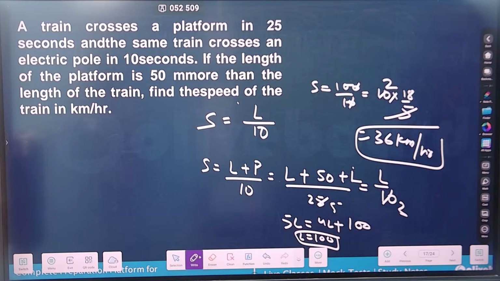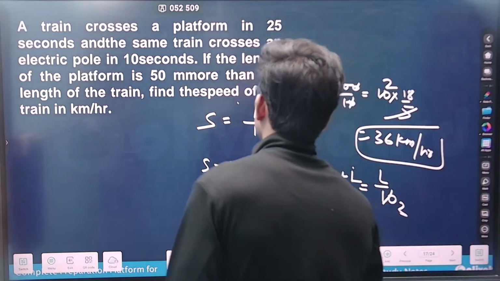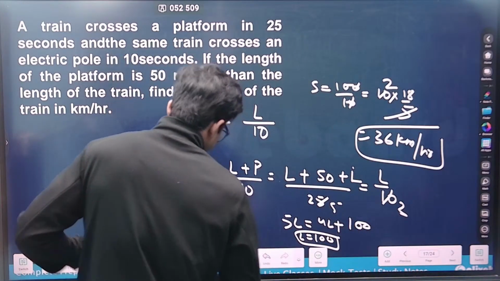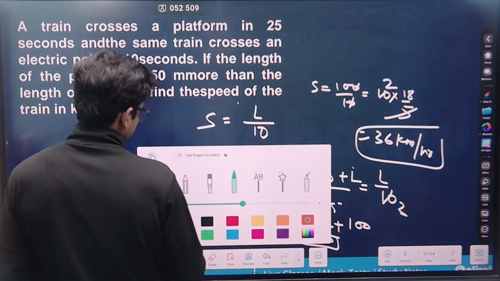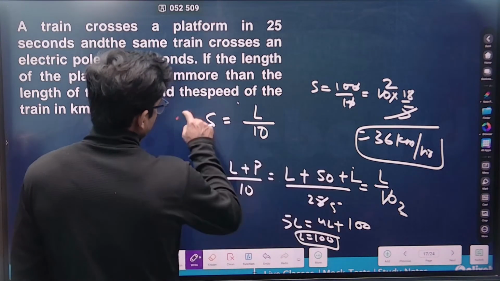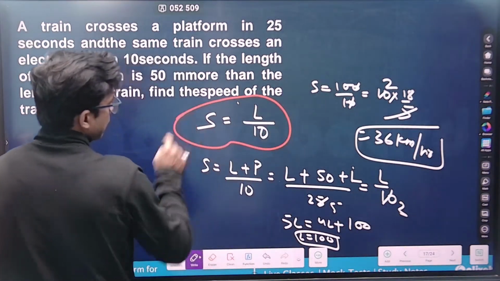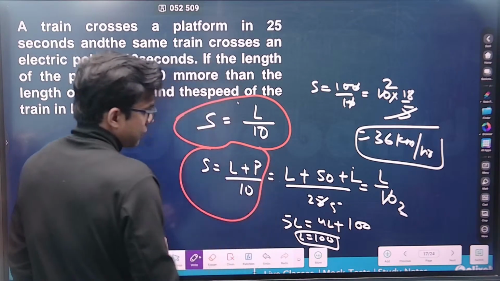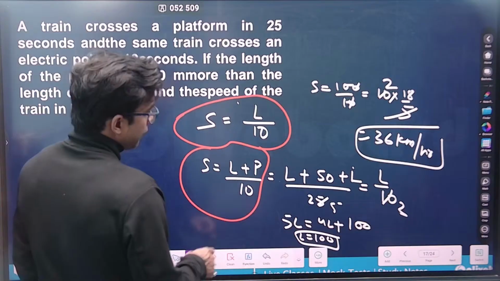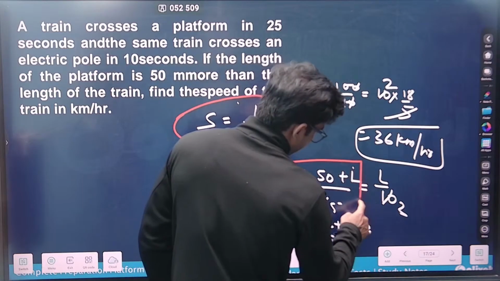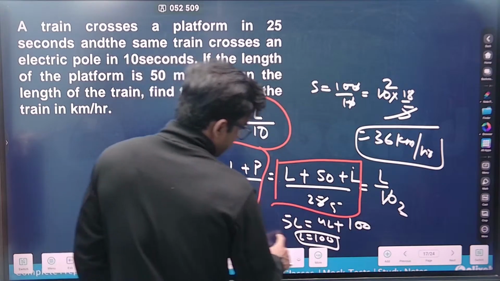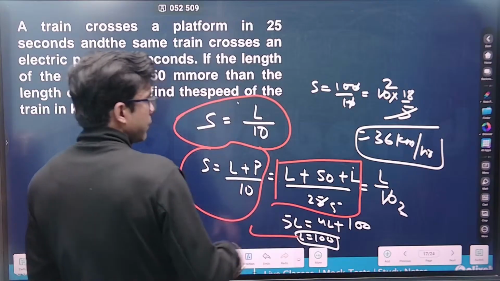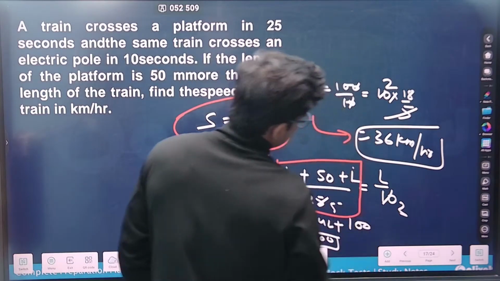I guess now it is clear. Let me explain you again, because they were talking about the same train. So first we did this according to the statement given to us. Okay, this is again according to the statement which I have done. From here I have figured out the value of L, which is 100, and then we have equated it, and then we have found out the speed of the train.